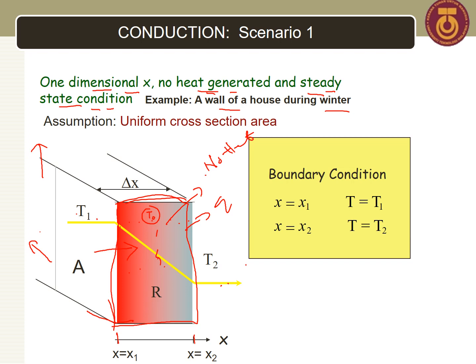Again, there is another assumption under this derivation, that is, we assume the cross-sectional area is uniform. So where is the cross-sectional area? Here is the cross-sectional area, this A. As you can see, from x1 to x2, the cross-sectional area is uniform, it doesn't change, so A is a constant.